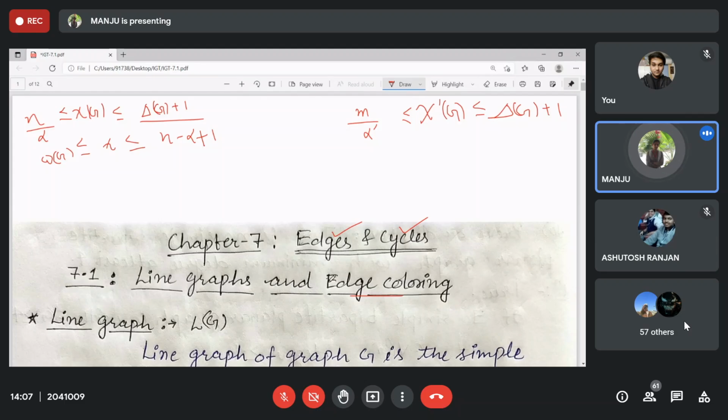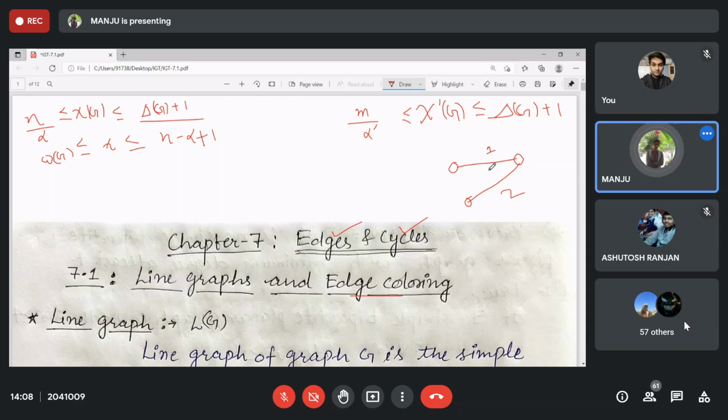Now we have edge coloring. If any two edges are adjacent or incident, you can just say incident with the same vertex, then for proper coloring we cannot use the same color to color these edges, right? Clear? So first color, second color.